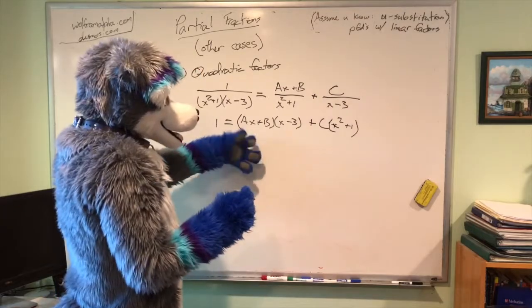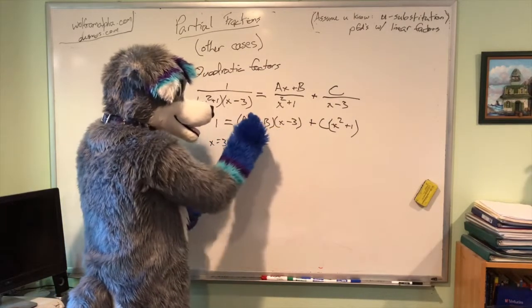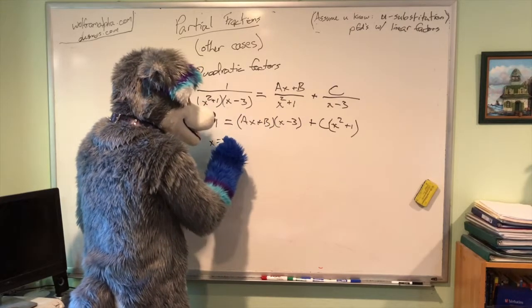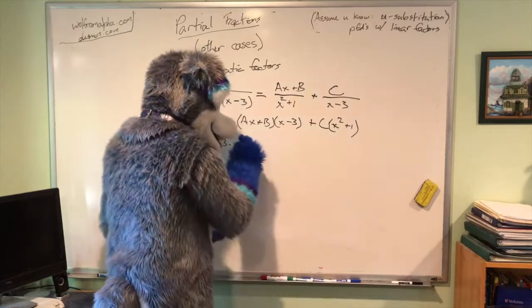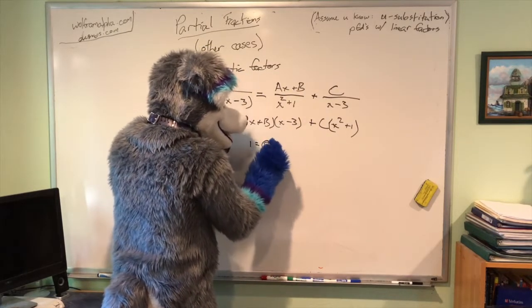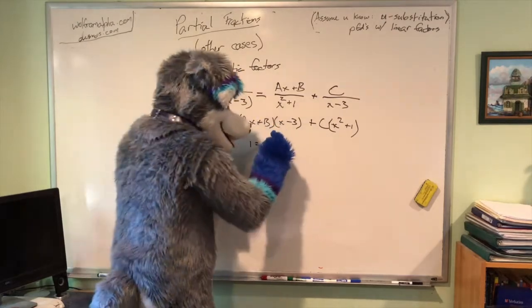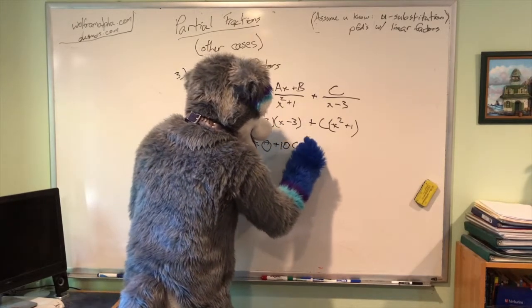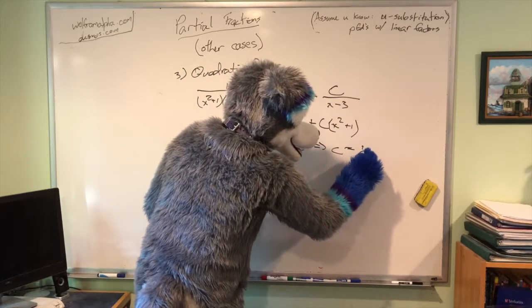Then you can plug in x equals 3, which makes this whole part go away. So you would have 3 squared is 9 plus 1. So we have 1 equals 0 plus 3 squared is 9 plus 1 is 10. So you get that c equals 1/10.